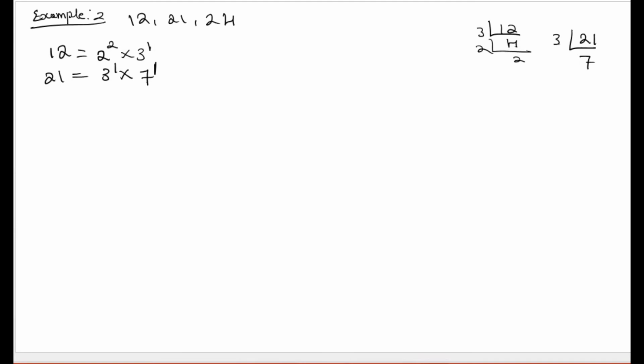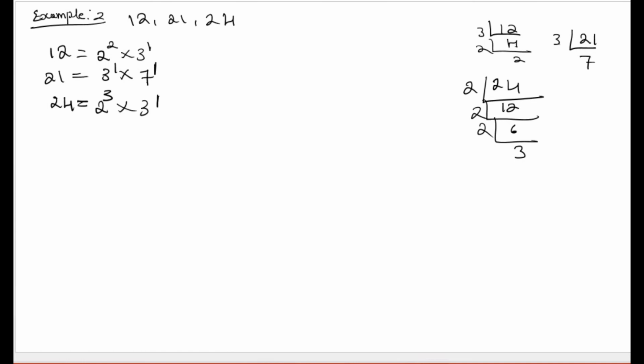Next number is 24. How to take 24? 2 12s are 24, 2 6s are 12, 2 3s are 6. So 24 can be written as 2 to the power 3 into 3 to the power 1. Now check what the factors are. One factor is 2, another factor is 3, another factor is 7.